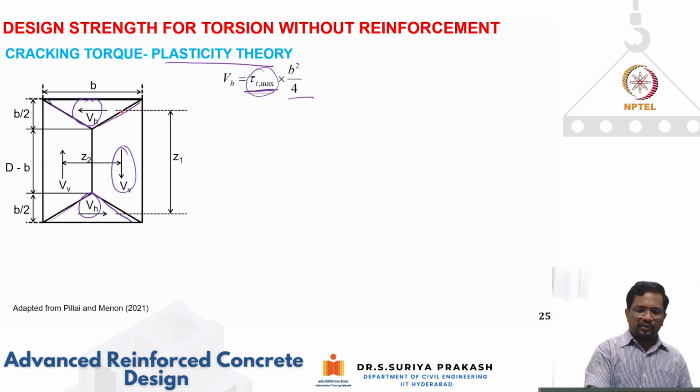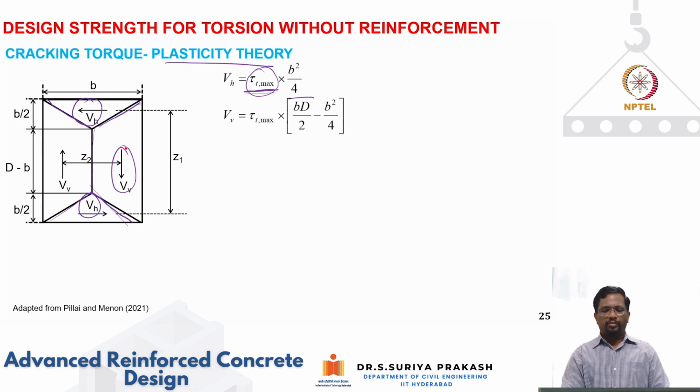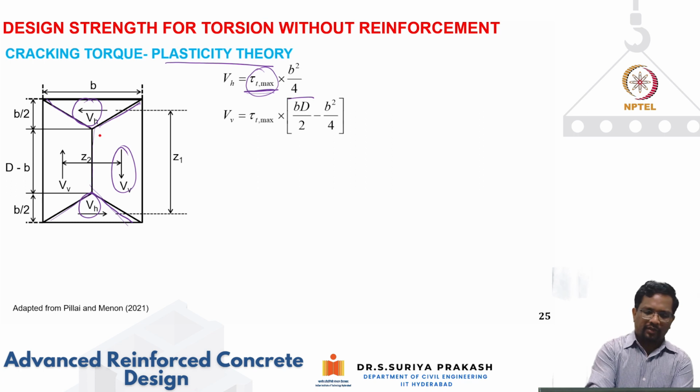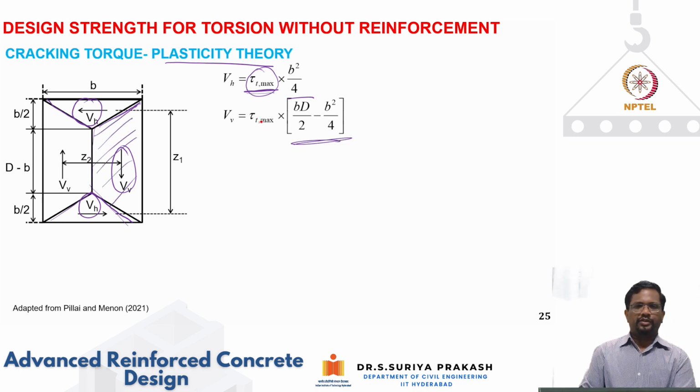Similarly, for VV, this is your trapezium area. I know the geometry: the shorter width is D minus b, and the longer dimension is D. So VV is going to be tau t max multiplied by bD by 2 minus b square, by simple geometry. Basically, I'm calculating this area. The area multiplied by the shear stress will give me force.